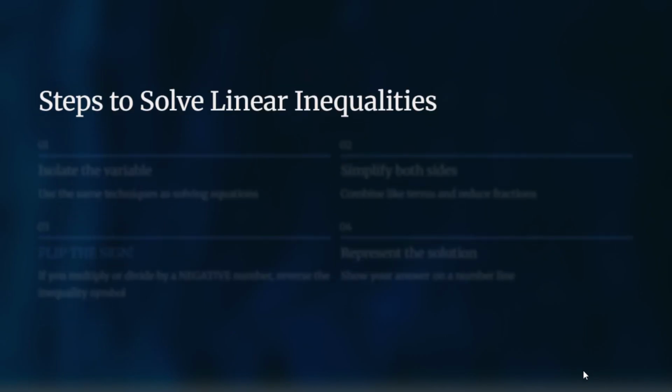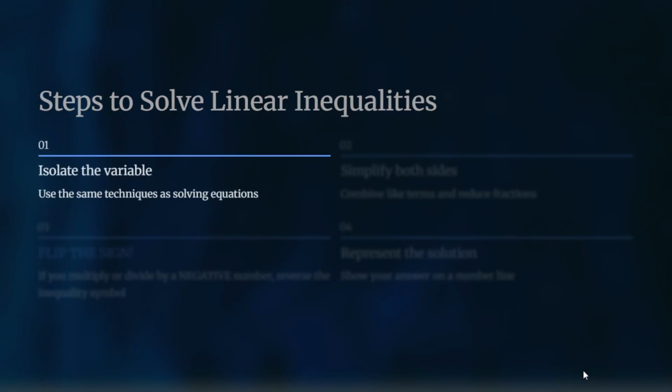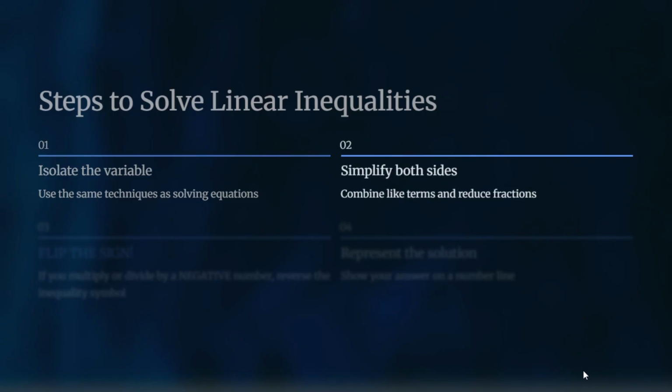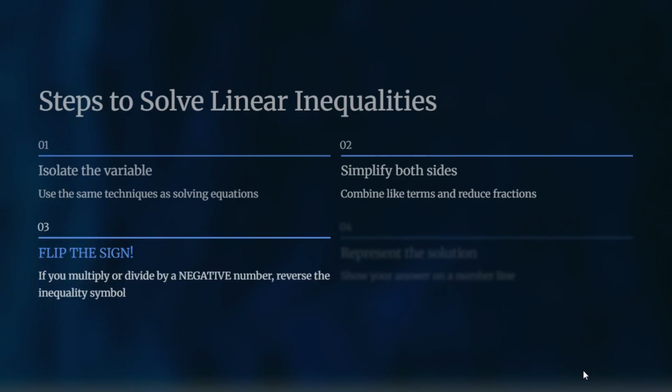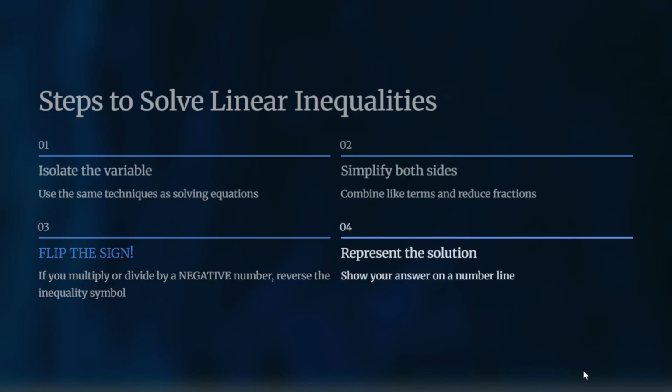So here are the steps to solve linear inequalities. You must isolate the variable. So you will use the same techniques as for solving equations. You'll want to simplify both sides, that is, combine like terms and reduce fractions. And if you have to multiply or divide by a negative number, you'll need to reverse the inequality symbol, that is, you'll flip the sign. And finally, you'll represent the solution on a number line.